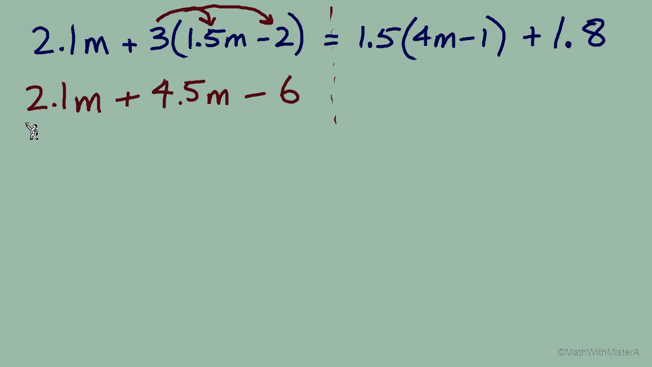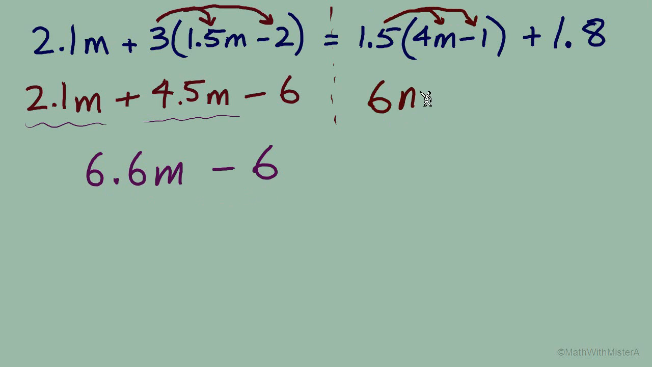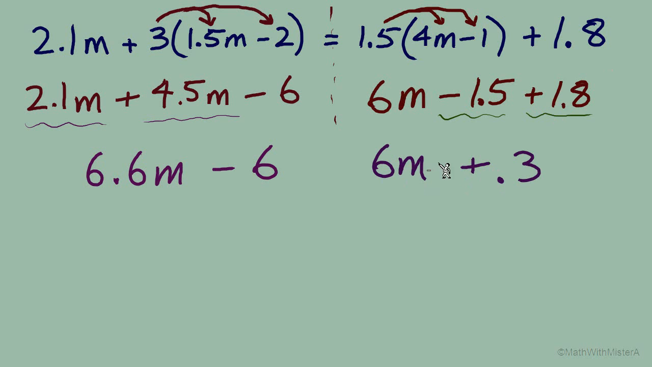Now do we have like terms? 2.1m plus 4.5m, these are both variable terms, so we can add those two. 6.6m minus 6, the constant term, and that's as far as we can go with simplifying the left side. On the right side, we can distribute 1.5 times 4m is 6m, and 1.5 times minus 1, minus 1.5, and plus 1.8. Now the like terms on this side are the constant terms. We have two constant terms we can combine for a positive 0.3. So we have 6m plus 0.3 on the right side of the equation.